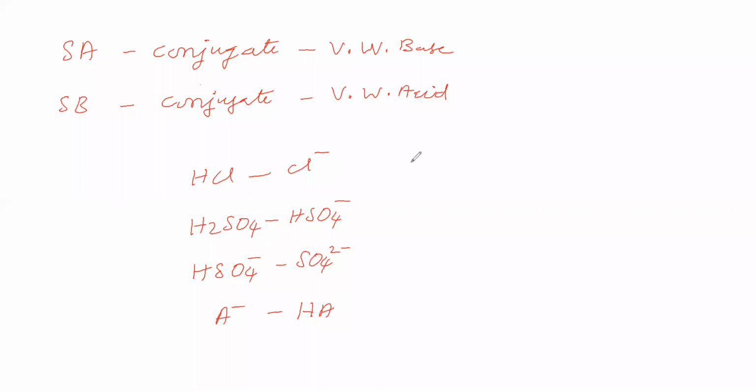You are given PO4 3 minus, phosphate. What is its conjugate? Its conjugate is HPO4 2 minus. 1 H plus you are adding, therefore 3 minus will become 2 minus. HPO4 2 minus is the conjugate. So you got an idea about the conjugate.